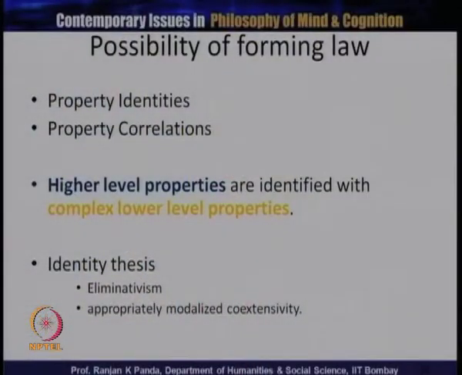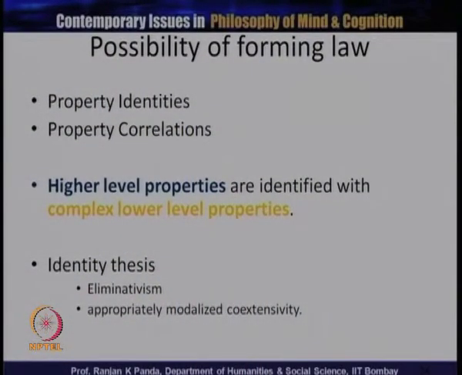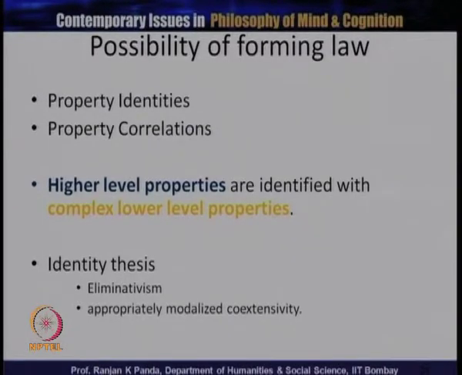So, Fodor talks about the possibility of forming laws, what he calls bridge laws, which I will come back to a little later. To talk about laws, we need to identify properties. So, what are the basic properties? If M is a mental property, then how do we determine or identify that property? And further, we have to talk about its correlation.